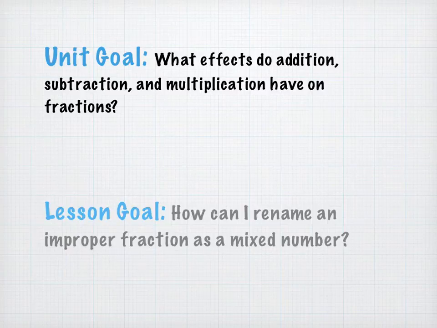Numbers. As always, we start out with our unit goal. What effects do addition, subtraction, and multiplication have on fractions? In today's lesson, we're going to be working on the goal, how can I rename an improper fraction as a mixed number?